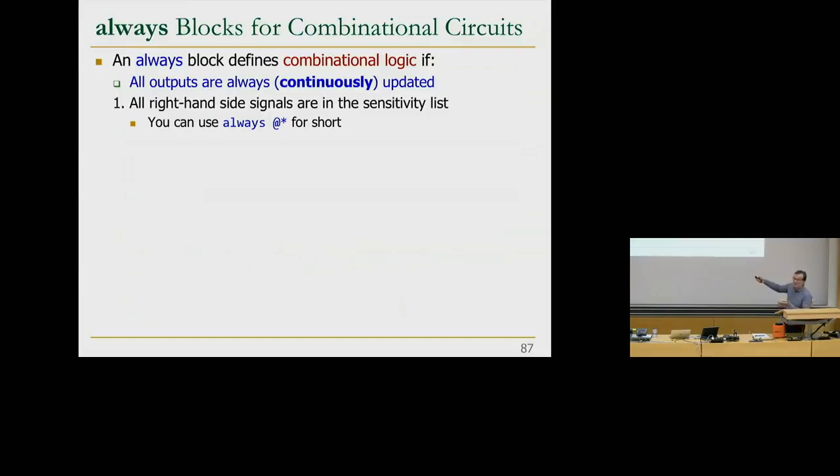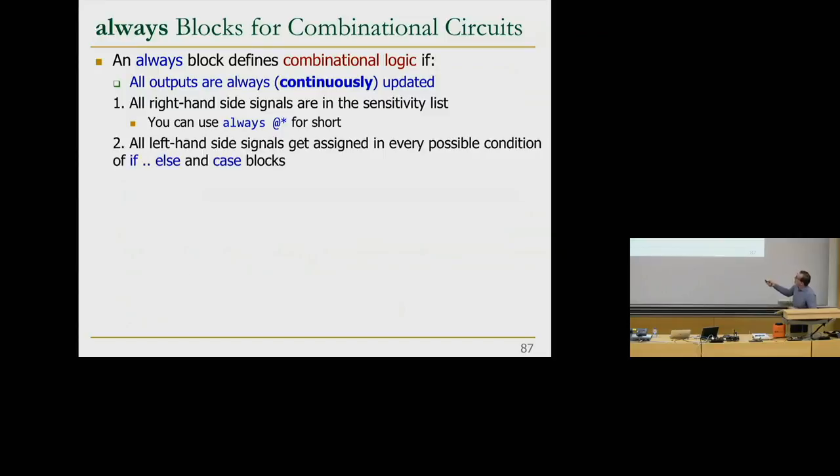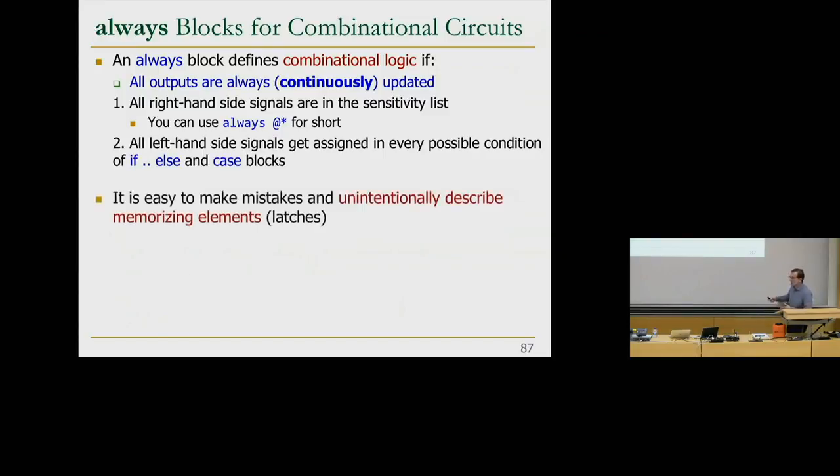You can actually do this, always at star. Basically, if any right-hand side input changes, the always block gets executed. And all left-hand side signals get assigned in every possible condition of if, else, and case blocks. Case we will see in a little bit, but it's very similar to higher level constructs. Basically, it's easy to make mistakes and unintentionally describe memorizing elements like latches, even though you may want combinational elements.